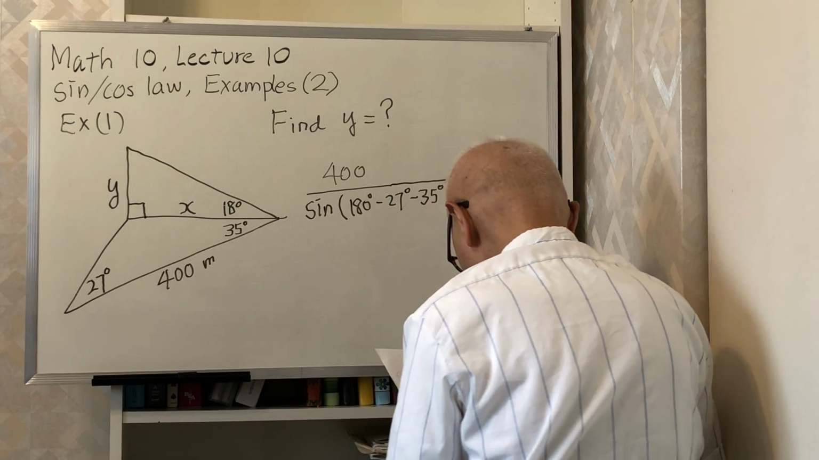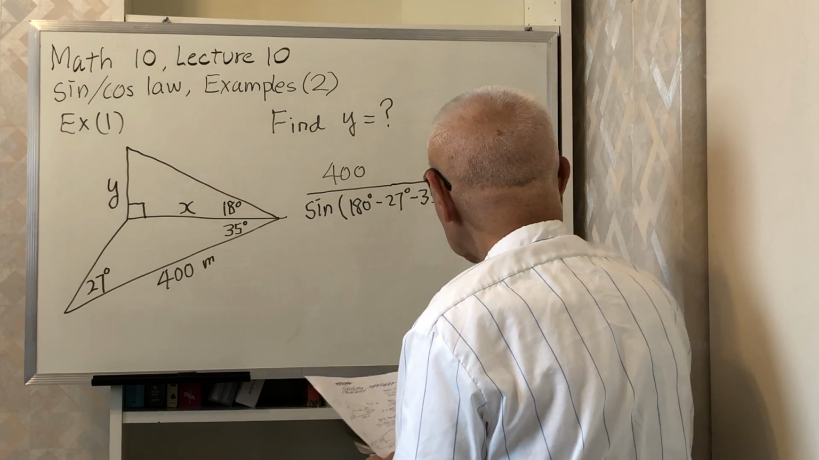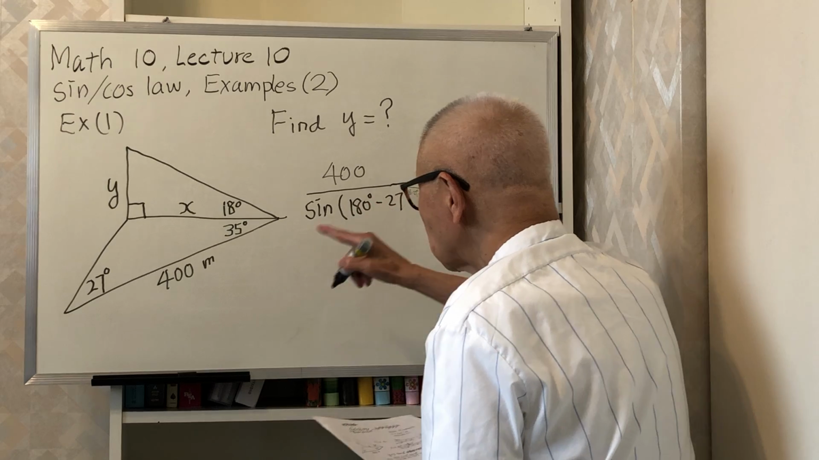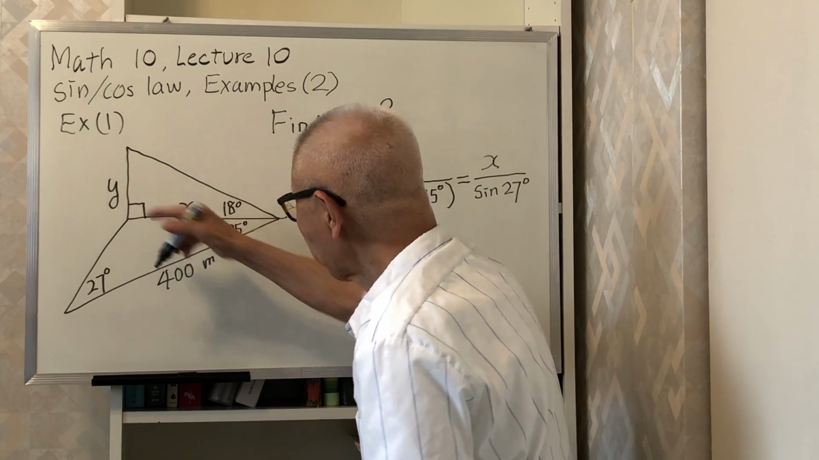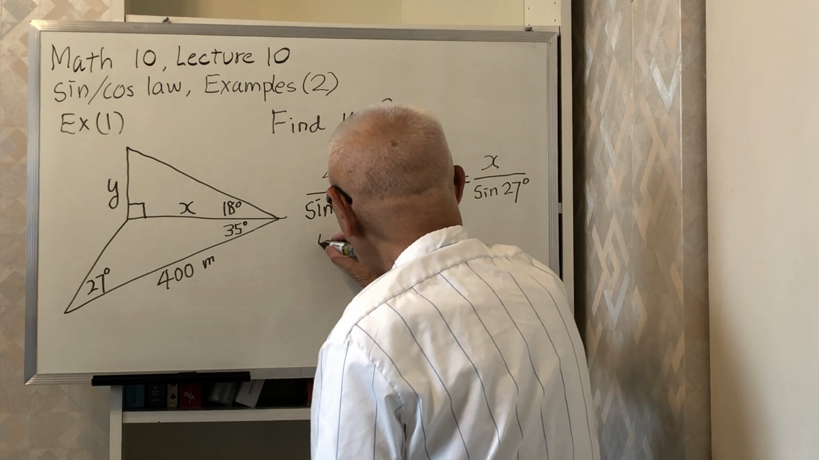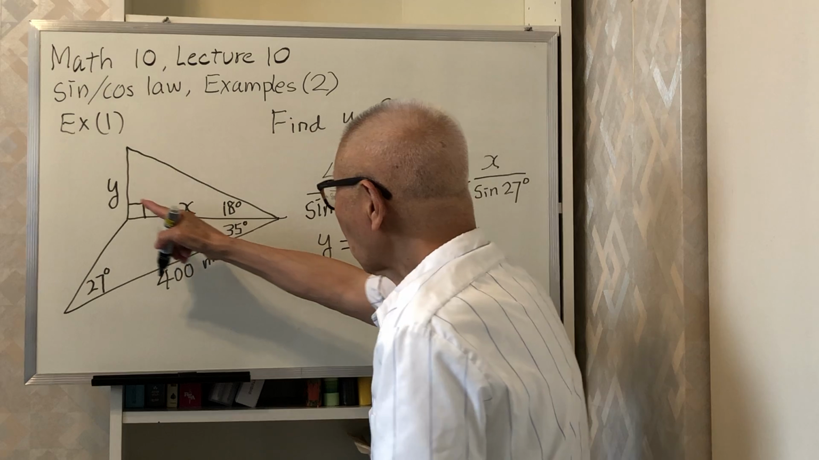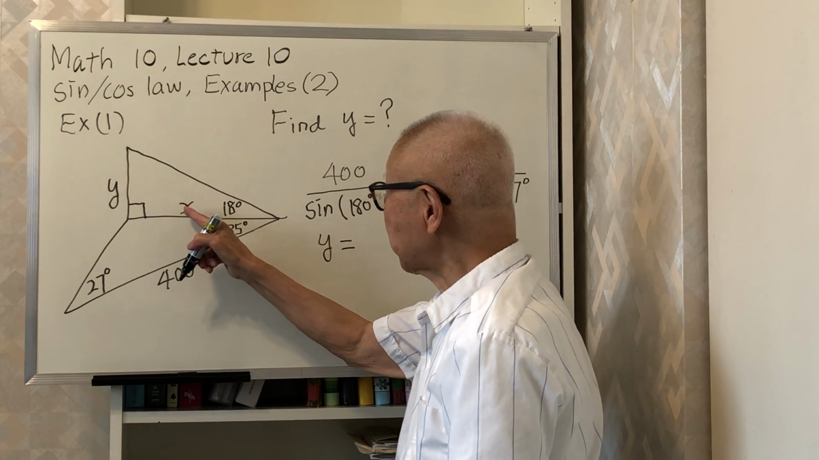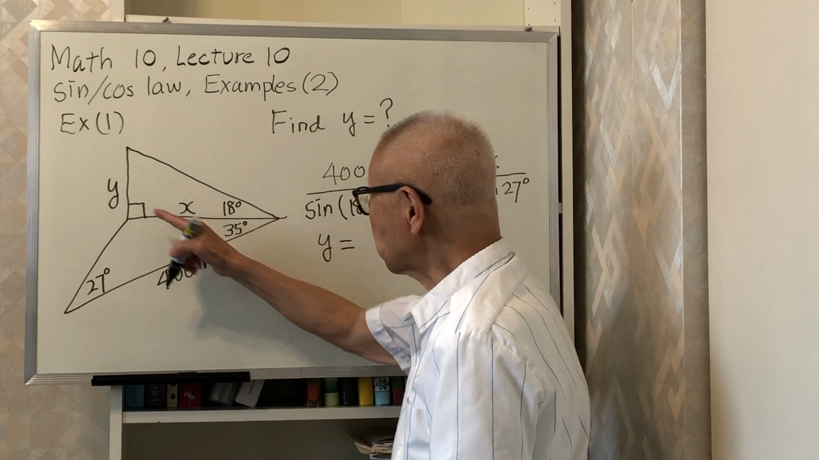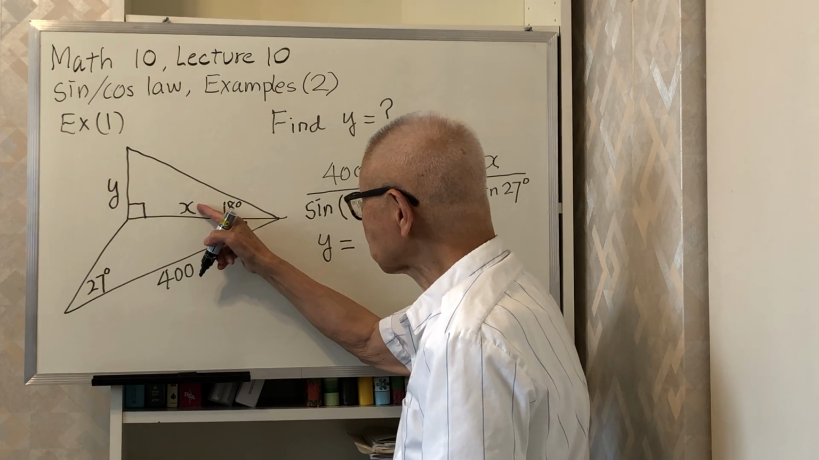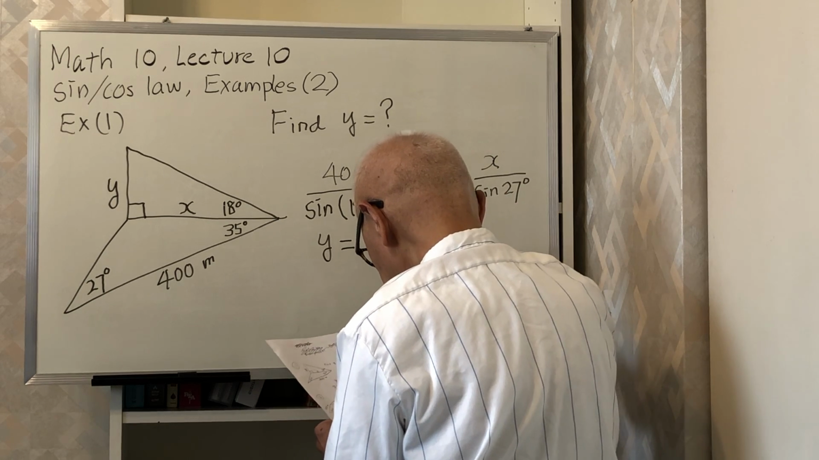So what is y? I must find x first, and then I can find y. Because y divided by x is tangent 18 degrees. Therefore, y is x multiplied by tangent 18 degrees.